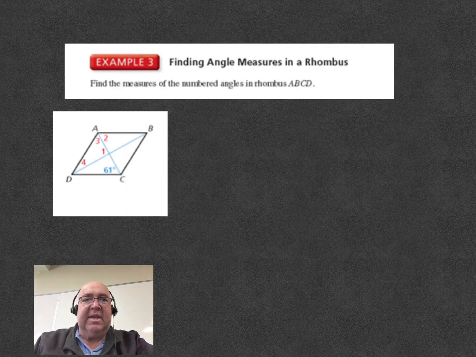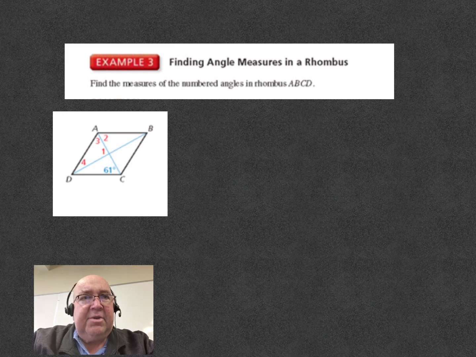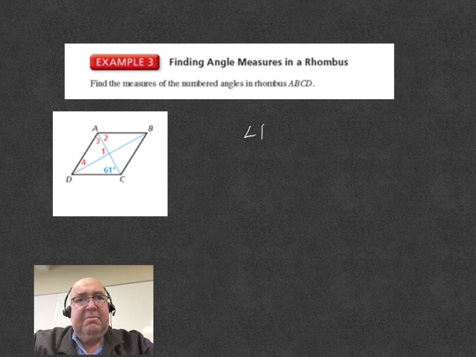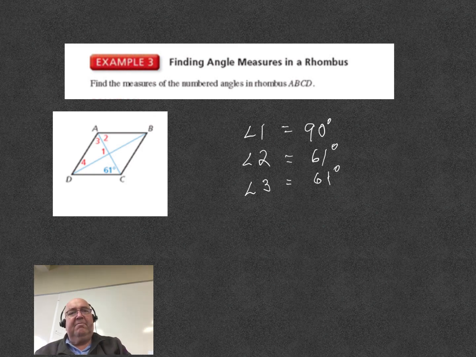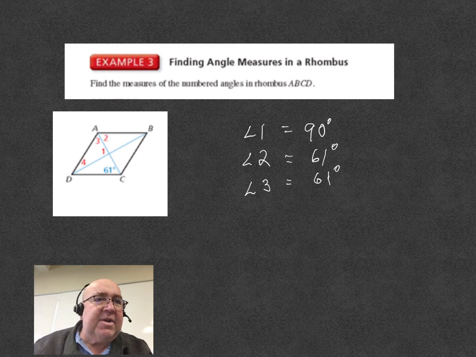Put that to test. We want to find the measures of the numbered angles. So angle 1, because it bisects and we know it's a rhombus, is going to be 90 degrees. Angle 2, because it's an alternate interior angle to the 61 degree angle, and we know that from parallel lines that we've studied earlier, is going to be 61 degrees. We know that angle 3 is going to be 61 degrees because the diagonal bisects angle A into two 61 degree portions.